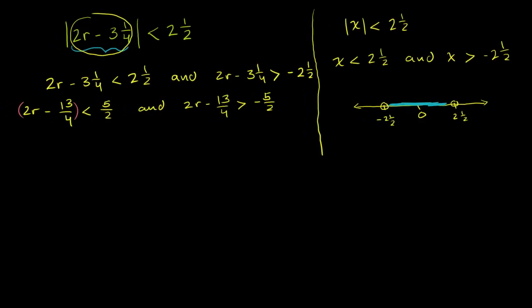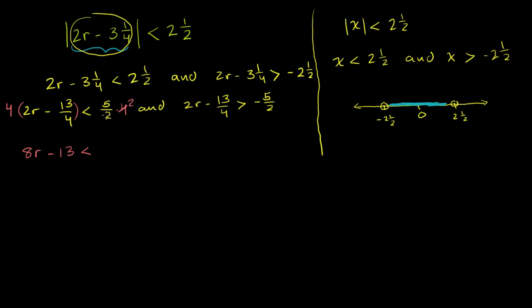Let me scroll to the left a little bit. Let's multiply both sides of this equation by 4. And what do we get? 4 times 2r is 8r. 4 times negative 13/4 is negative 13, is less than, and I multiplied by a positive number, so I didn't have to worry about swapping the inequality, is less than 5/2 times 4 is 10. Right?